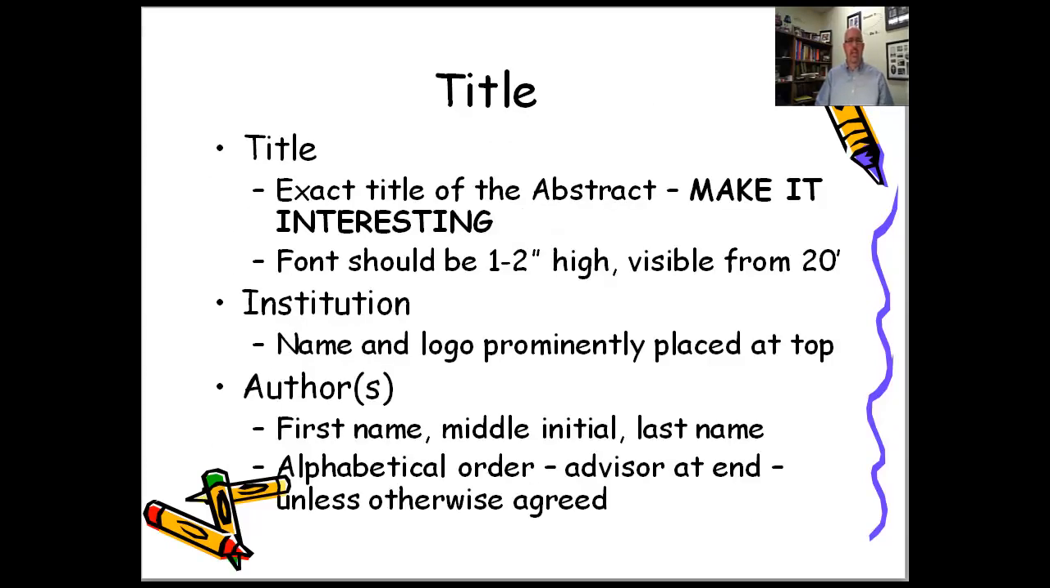So let's look at the individual sections. The title, first of all. Your title should be the exact title of the abstract that you submitted. Make it interesting, so think about the title before you submit the abstract. Your font size should be approximately 1 to 2 inches in height, and so as you set up the lettering, it should be 1 to 2 inches, preferably on the 2-inch side is better. That would make it visible from about 20 feet or so.